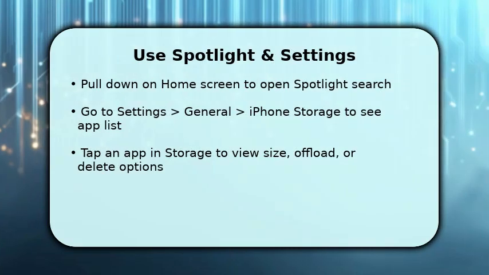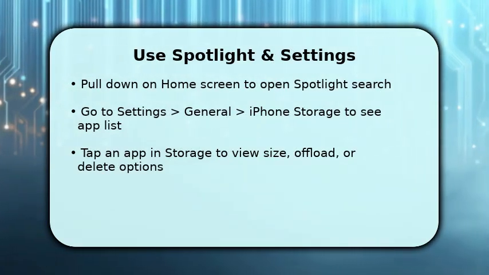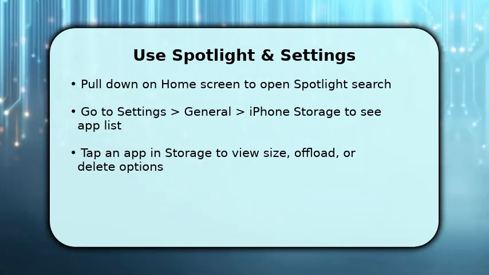If App Library doesn't help, pull down in the middle of any home screen to open Spotlight and type the app name. Spotlight finds hidden, offloaded, and foldered apps quickly.